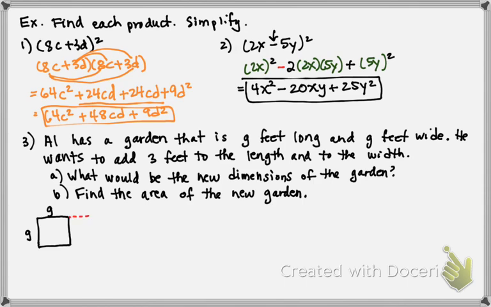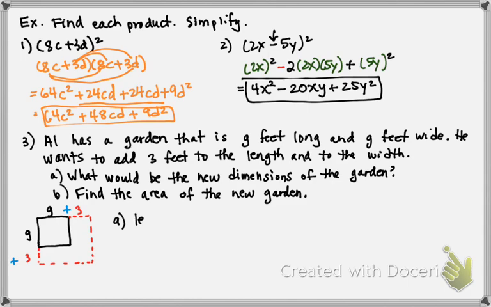So basically, he's going to add an additional 3 feet on both of the dimensions, so that now his garden is going to be not just the black square, but it's going to extend all the way to that red dashed line. So for part A, the new dimensions would be, well, to get from G, I'm going to add on 3, and on the left side, G, and I'm going to add on 3. So that's pretty straightforward, right?